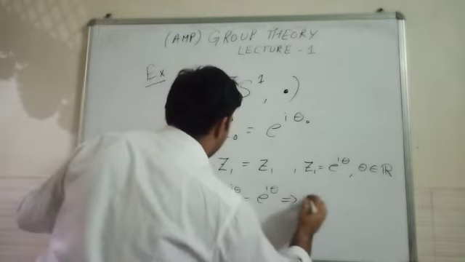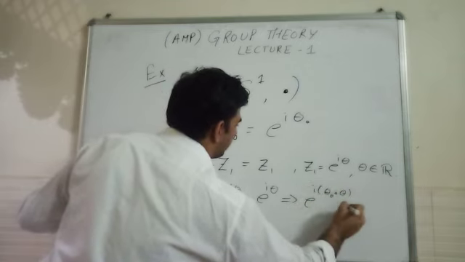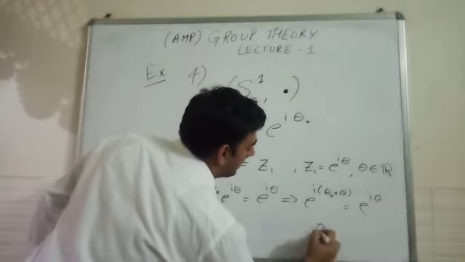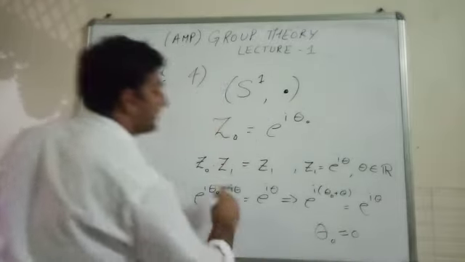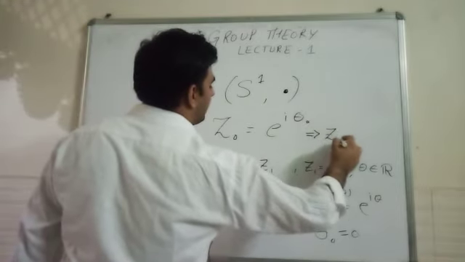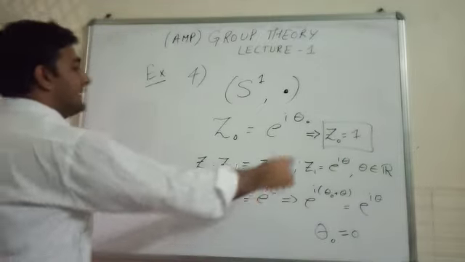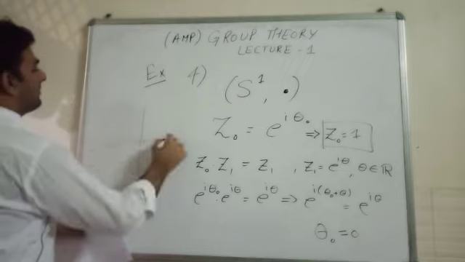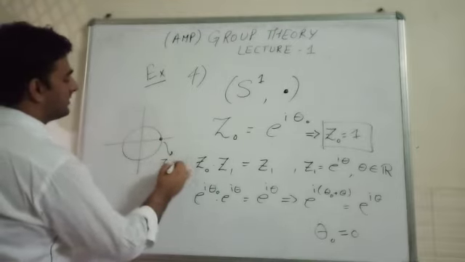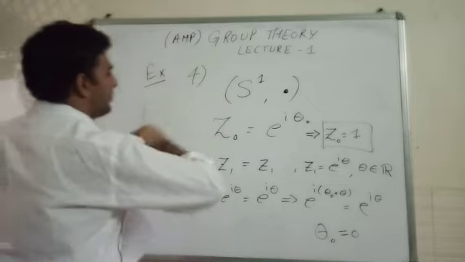So this implies that e^{i(θ0+θ)} equals e^{iθ}. This is only possible if θ0 equals 0. So if I put θ0 equals 0, then this implies z0 is 1. So this is our identity element, and it indeed lies on our circle. It lies here, so z0 equals 1.